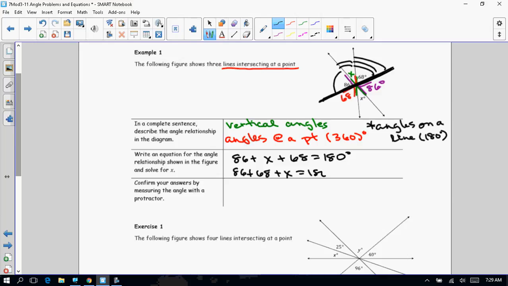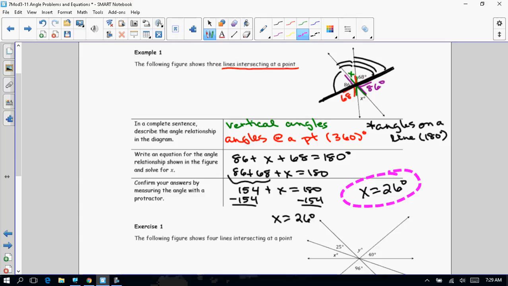I'm going to put my 86 and 68 together. The commutative property lets me flip those around. I'm now going to add those 2 together. I get 154. Plus X equals 180. Now I'm just going to subtract the 154 from both sides, and I'll get my answer. X is 26 degrees. There we go. Pretty straightforward, pretty easy.